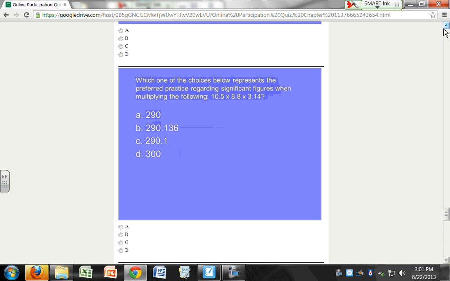Which of these represents the preferred practice for Sig Figs? Multiplying, you keep the lowest number of significant figures. Looks like this number has the lowest number, that's 2, and this result has 2 Sig Figs, so that's the right answer.